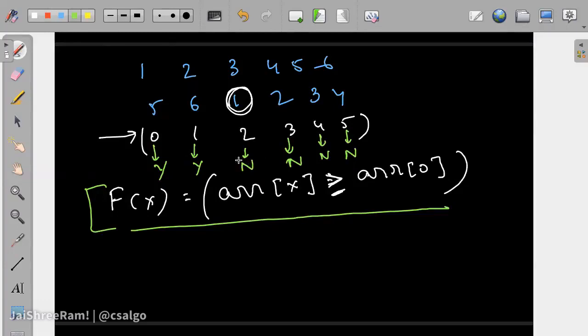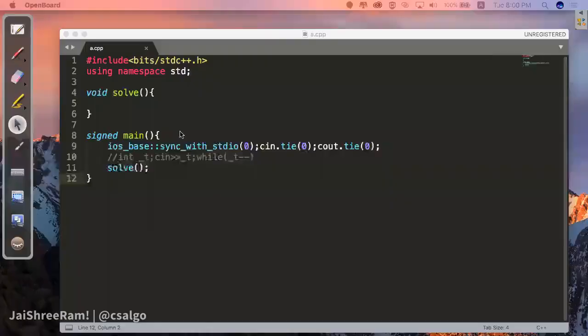Let's quickly look into one of the codes so that you can understand how we are implementing this, and see that this is what we are doing. We will try to solve the same problem.